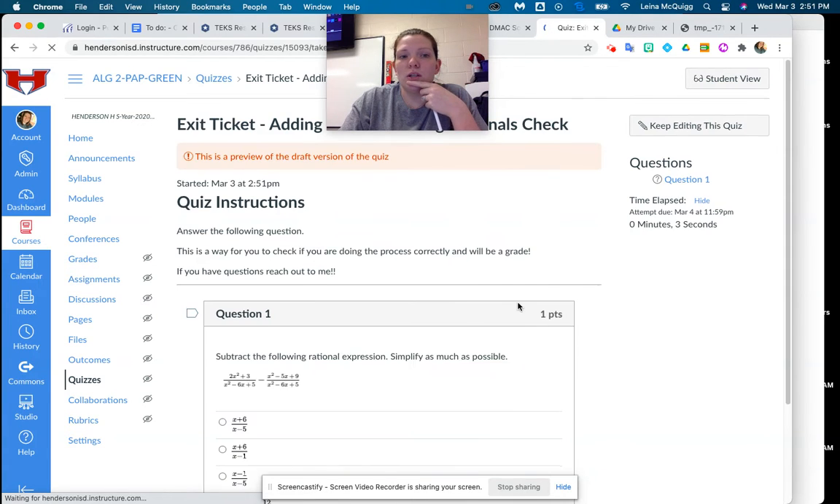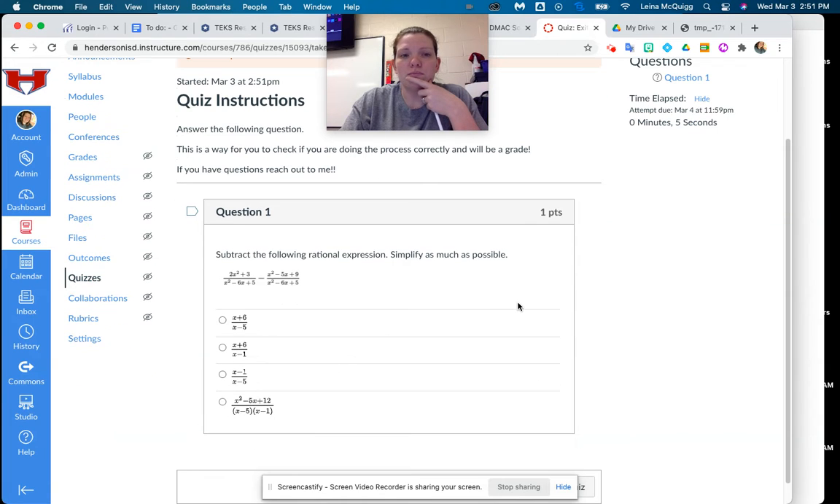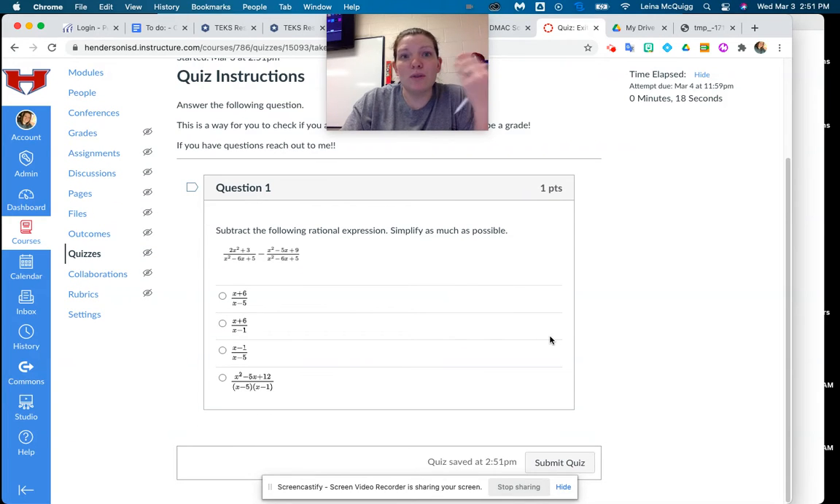So I'm going to show you the question. There's only one question here, and it is from the homework assignment. So you're going to subtract these two expressions, and you'll pick an answer. It will tell you what answer is correct. So this is going to be a grade. There's only one question, so you need to work the problem and try to get the right answer.